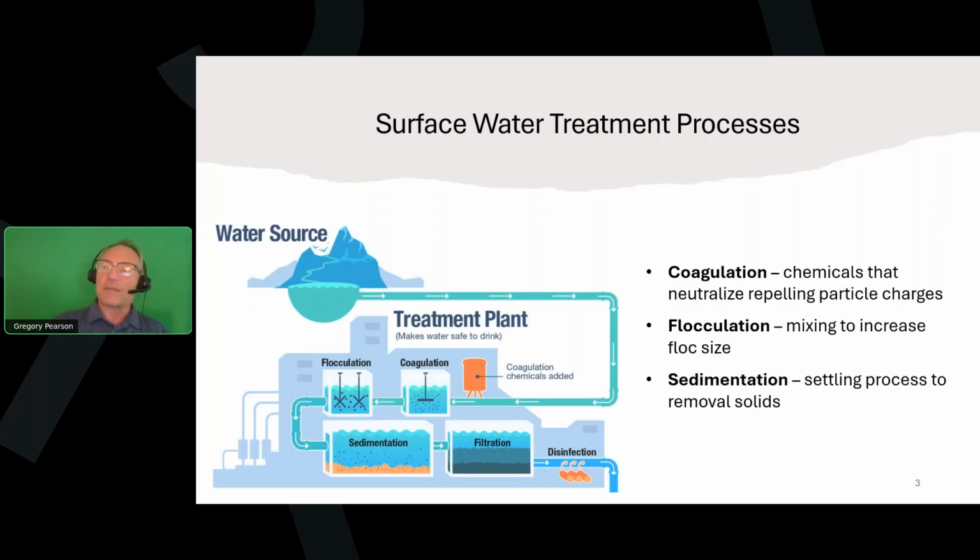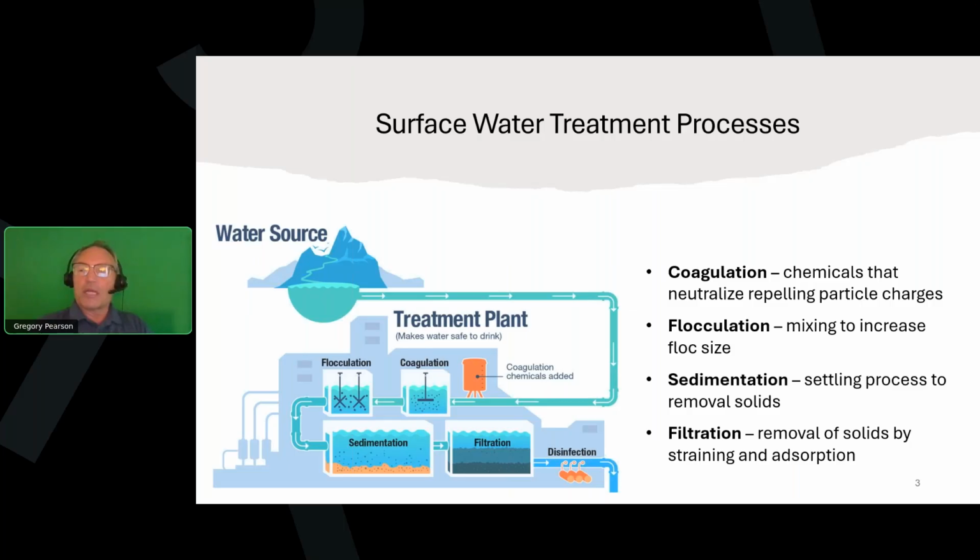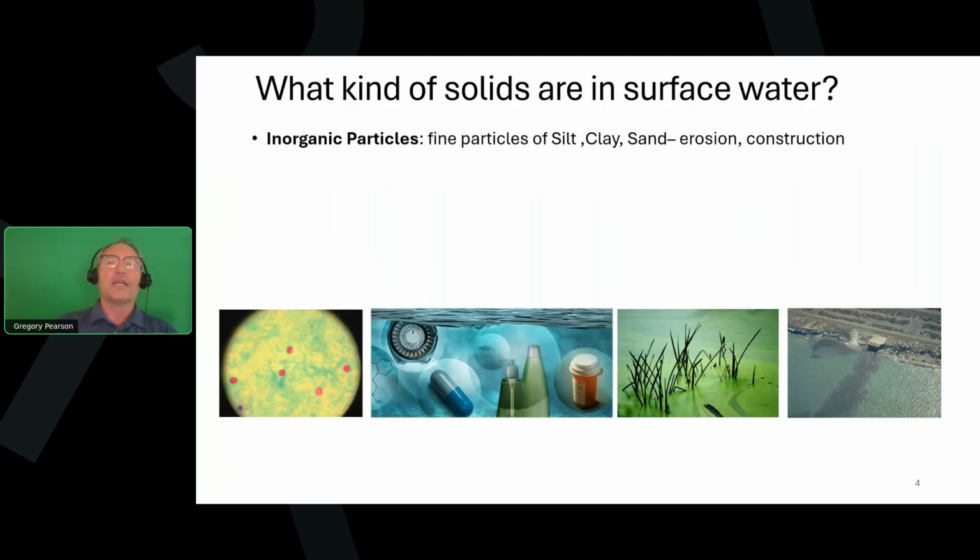And then we have the sedimentation process where we allow the flock that we've grown in size and density to settle. That's one of the removal processes. And then the water that's remaining, those particles that haven't settled have to be removed through filtration. And the 2 general functions in a filter are straining and adsorption. And we'll look at those in a little bit more detail.